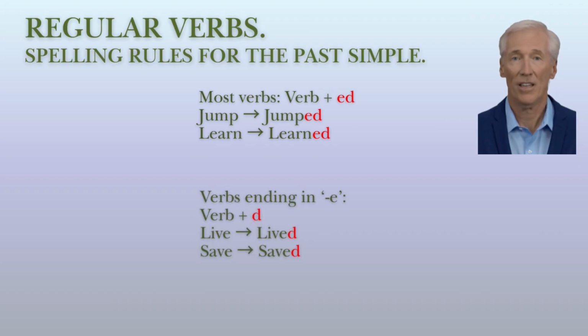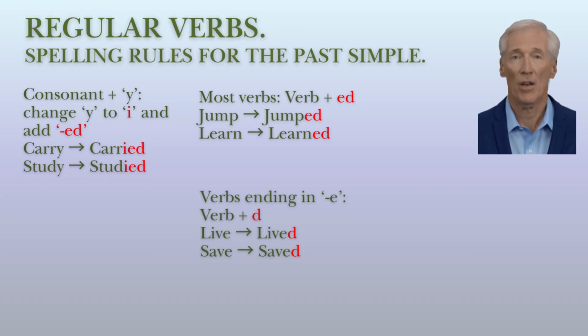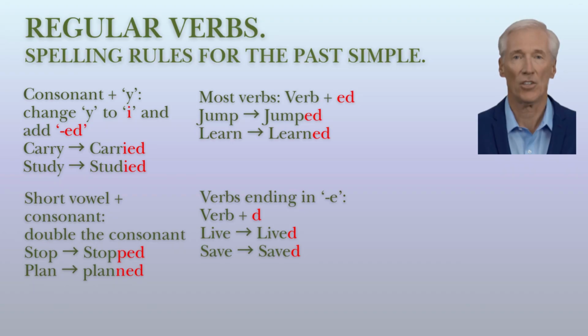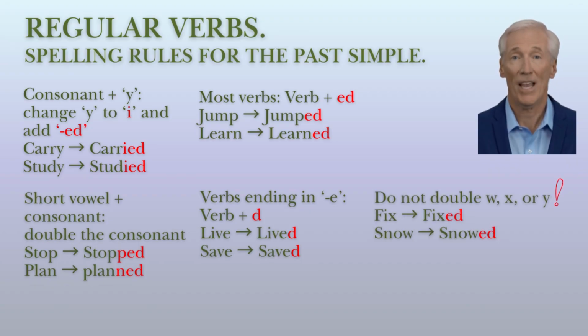Verbs ending in e, add d. For example, live, lived, save, saved. Consonant followed by y. We change y to i and add ed. Carry, carried, study, studied. Short vowel plus consonant, double the consonant. For example, stop, stopped, plan, planned. Do not double w, x, or y. Fix, fixed, snow, snowed. Notice British English often doubles final l, travel, travelled.